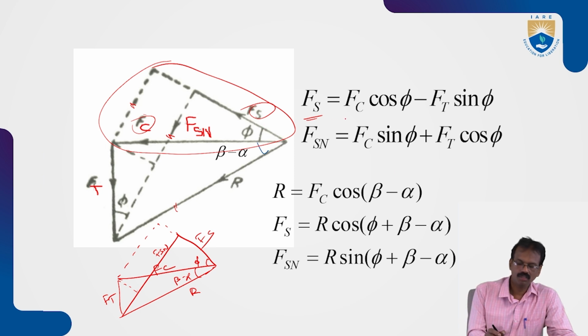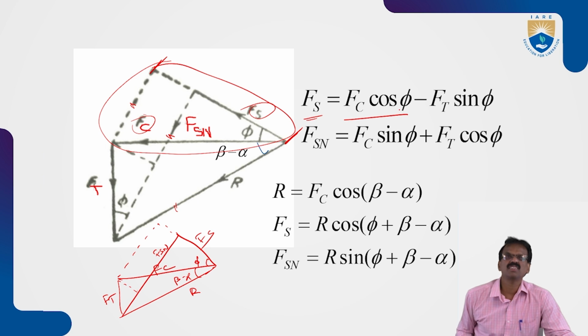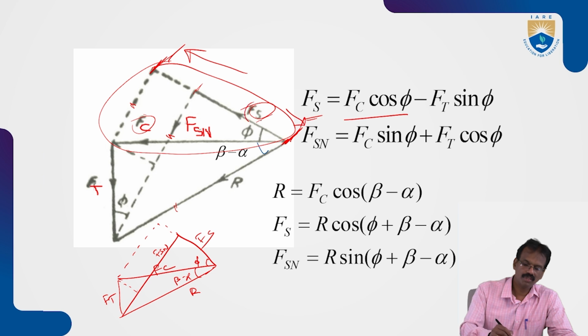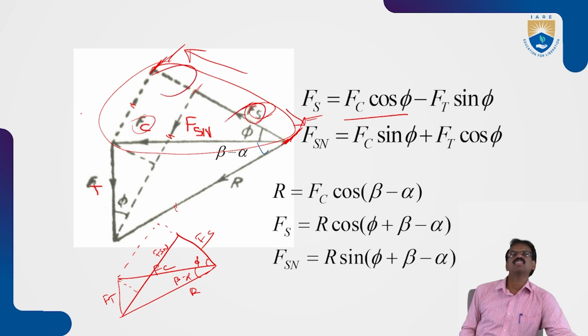So this distance is equal to Fc cos phi. Based upon the Pythagoras theorem, Fc is the hypotenuse, and this side is equal to Fs. So Fs is equal to Fc cos phi, but this is only up to here; we are finding the total distance. So for the requirement of Fs, you have to subtract this distance.